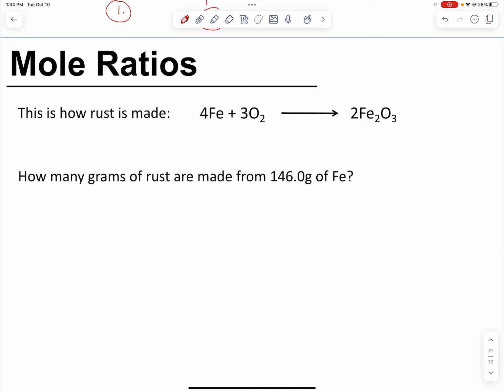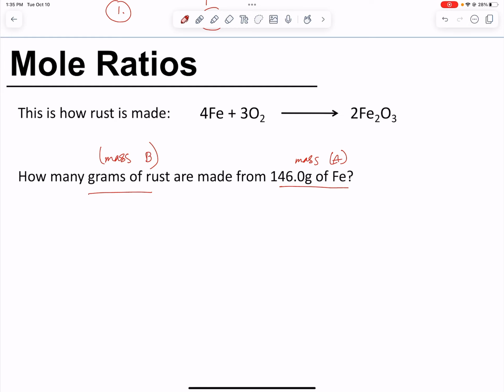All right, one more. Here we go. Same equation. So it says how many grams of rust are made from 146 grams of iron. So this is going to be a full 3-part problem, because if you'll notice, I'm going to say this is the mass of substance A. It's the one we're starting with because it's the one we're given the mass of. It's asking for grams, which is a mass, but it's a different substance, so I'll call it substance B. This is a full 3-part problem.